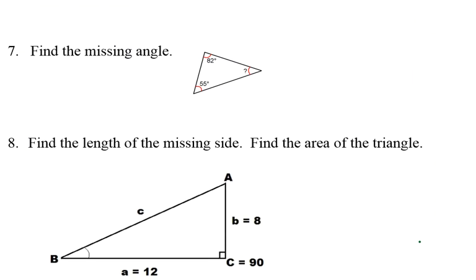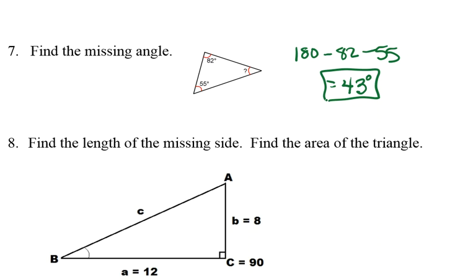So this one says find the missing angle. This one is written in degrees, so it works the same except with the 180. So we're going to do 180 minus 82 minus 55. 180 minus 82 minus 55 is 43 degrees. Okay, that was not too bad.